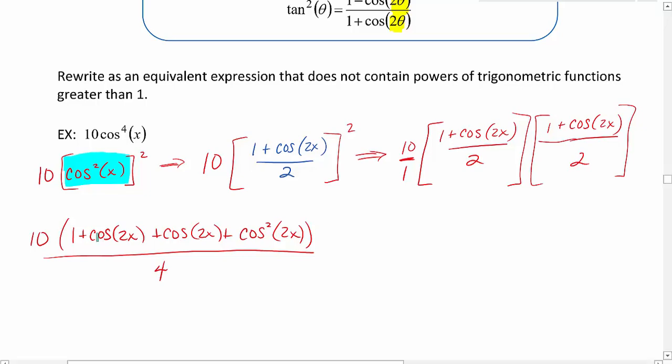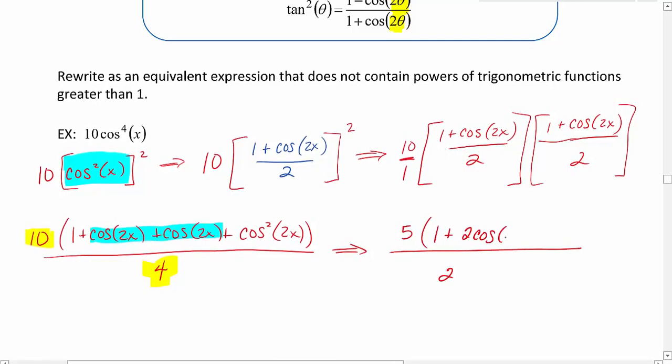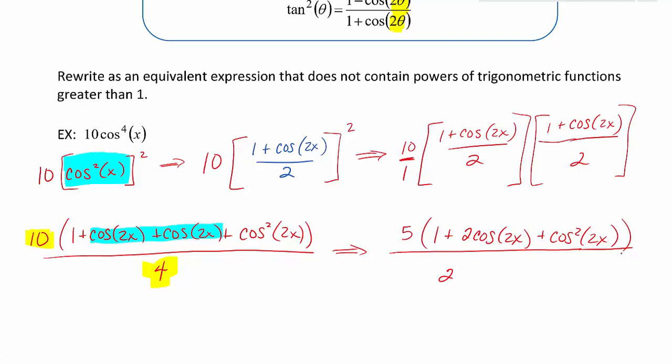At this point, I'm going to do some simplifying. I see I have like terms here in the middle that can be combined. I also have this 10 and 4 on the outside that can be simplified. So now that's 5 over 2, and 1 plus 2 cosine of 2x plus cosine squared 2x. So we're much better than we were because we're down from cosine to the fourth to cosine squared, but we still need to deal with that cosine squared.